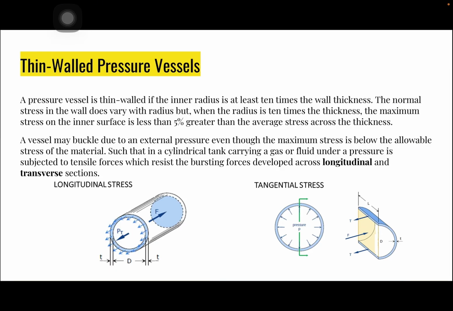A pressure vessel is a container designed to hold gases or liquids at a pressure different from the surrounding environment. So when we say thin-walled pressure vessel, a pressure vessel is considered thin-walled if the radius is greater than or equal to 10 times its thickness. Meaning class, mas manipis po yung wall compared sa radius, kaya we assume that the stress is uniform across the thickness.